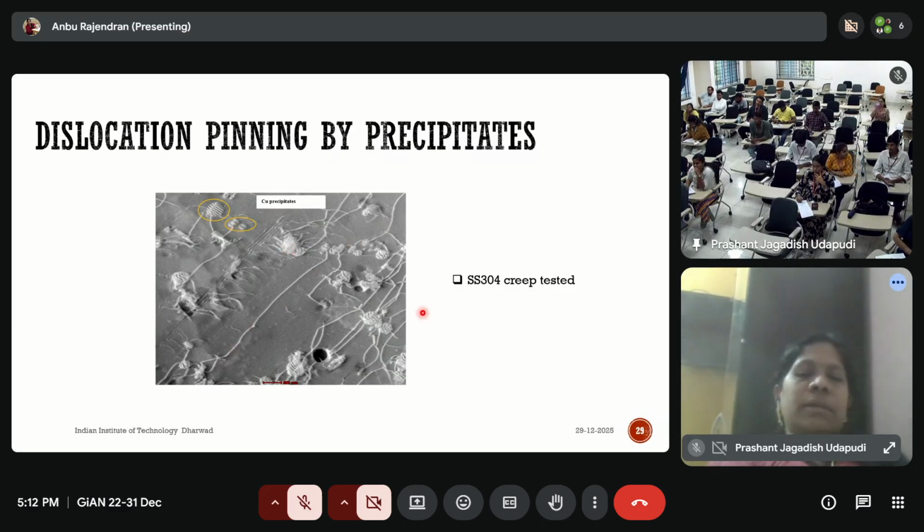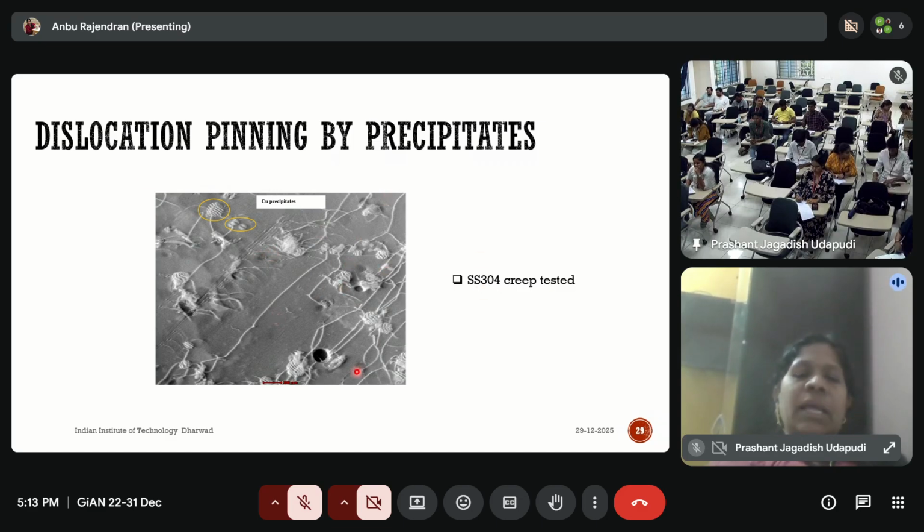During the creep test, when you are applying load, dislocations are generated and the dislocations are moving. So these dislocations get pinned by these precipitates. Generally, the addition of an alloying element in any material is to strengthen the material. The strengthening comes from the pinning of dislocations by the precipitates, right? So these are evident by using TEM.